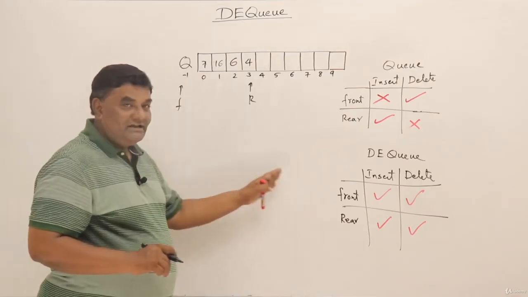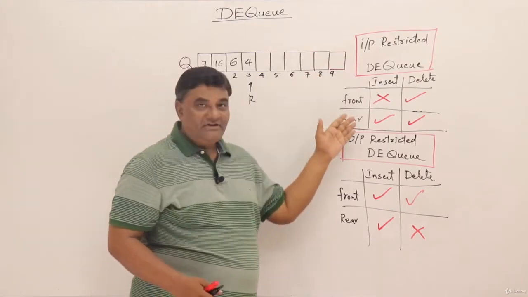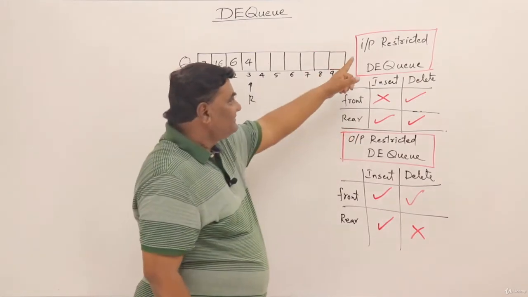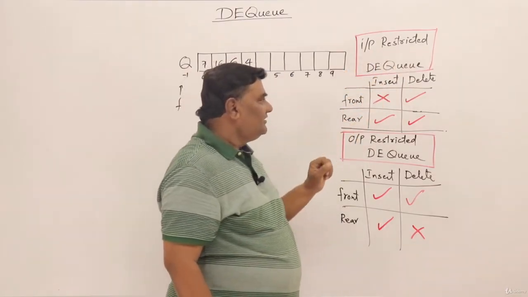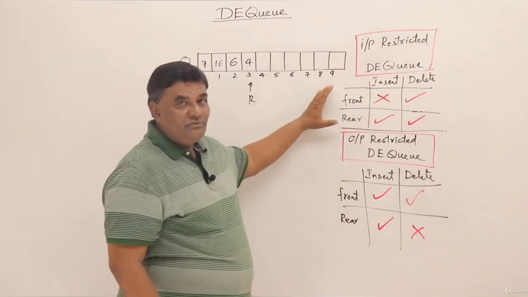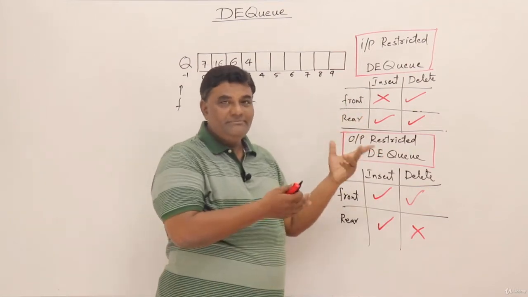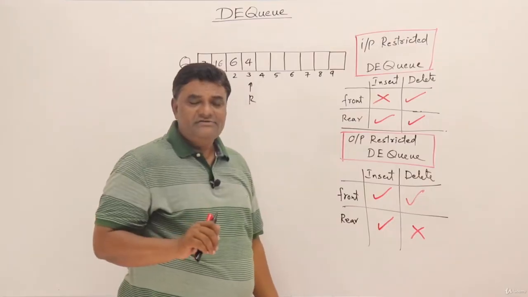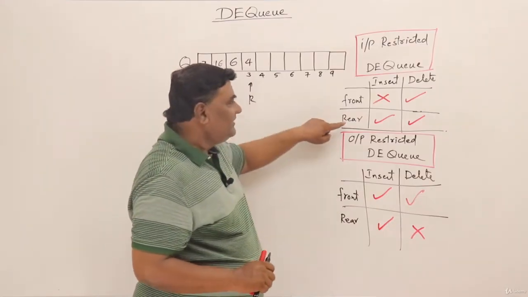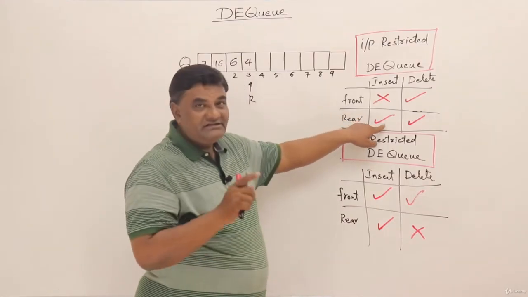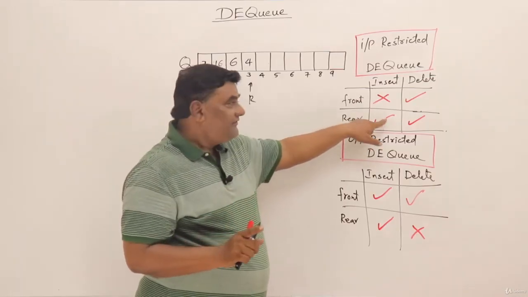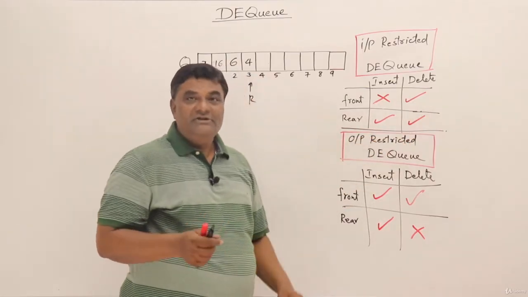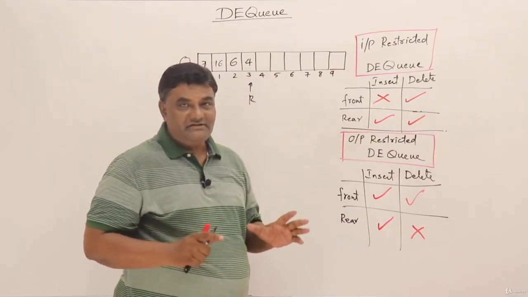So I will prepare a table and show you. Here I have written there are two types of restricted DQ. One is input restricted DQ. In a DQ, insertion and deletion is allowed by using both the pointers, but here the input operation is restricted. So who actually performs the input operation? Rear. Insertion is allowed only using rear, front cannot insert. But deletion both can do. So input means insert, insert is restricted.